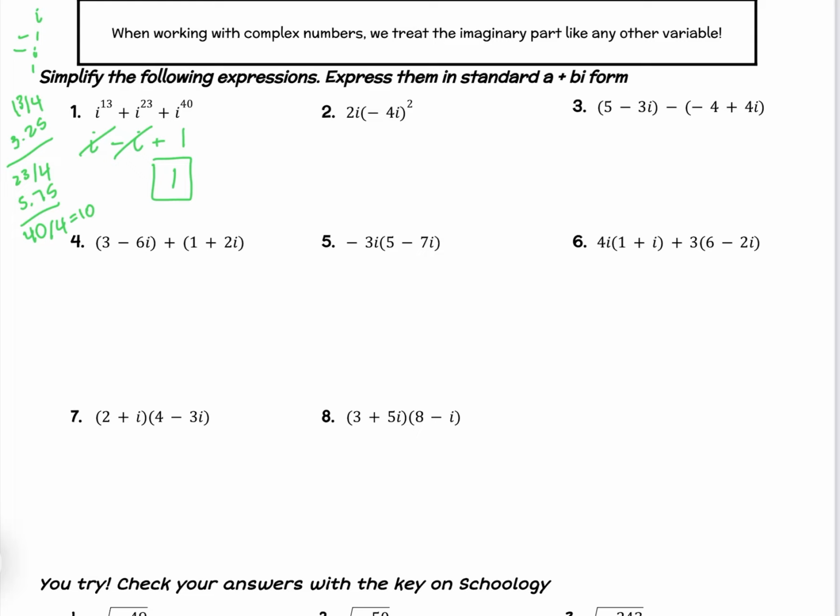All right, so let's go ahead and do number 2. We have 2i times negative 4i squared. So let's go ahead and distribute that squared first. So we have 2i on the outside times negative 4 squared. Don't forget that negative 4 squared should be a positive number, and that's going to be positive 16. And then we're going to have i squared.